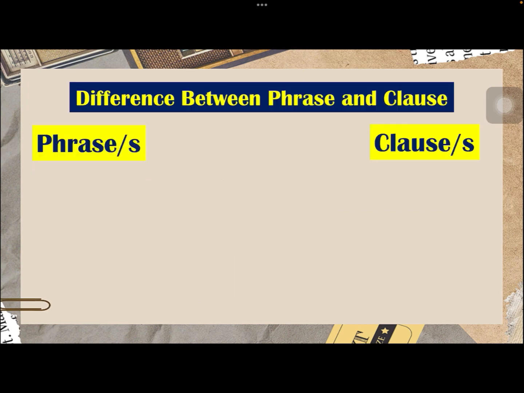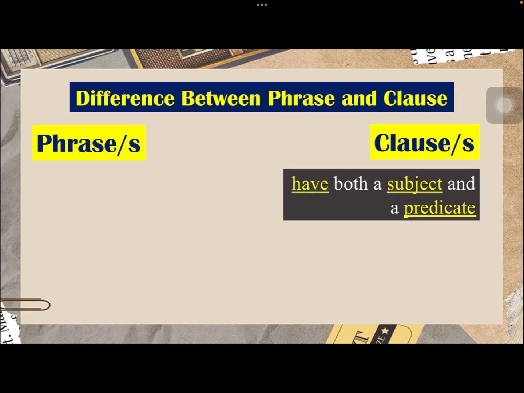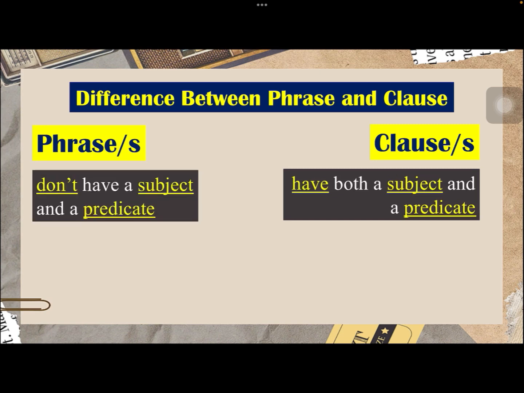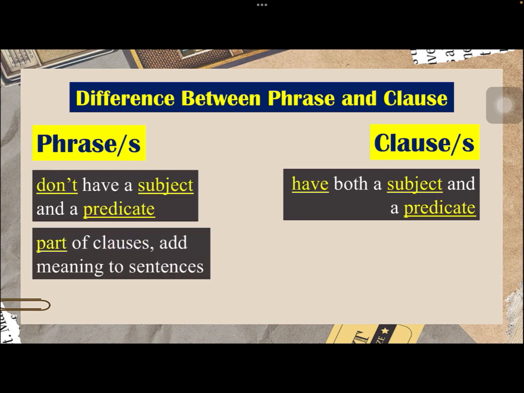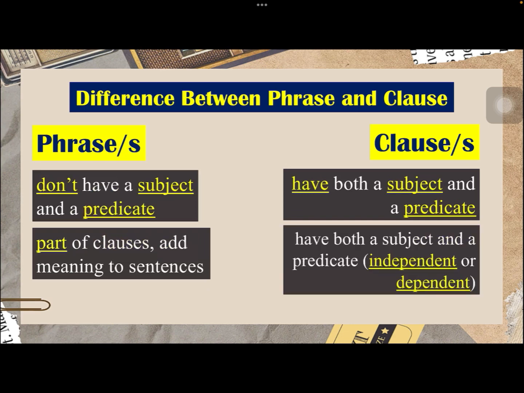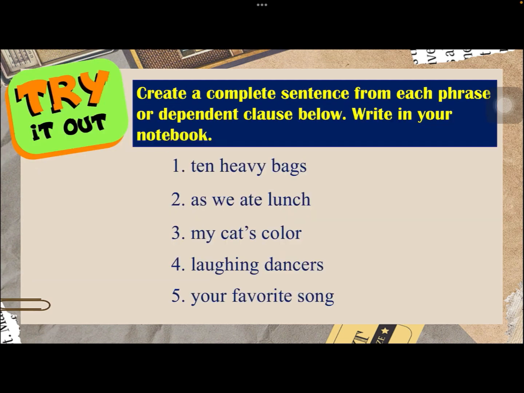Let's now have a recap of their differences. First, a clause has both a subject and a predicate. A phrase doesn't have a subject and a predicate. A phrase can be a part of a clause and it adds meaning to the sentence. Lastly, a sentence can have independent or dependent clauses. This time, you are now ready to create a complete sentence from these phrases or dependent clauses below.